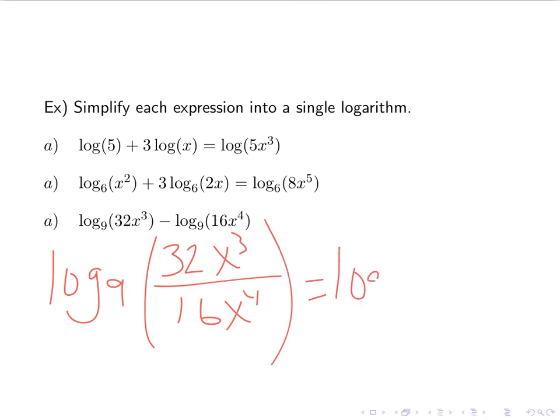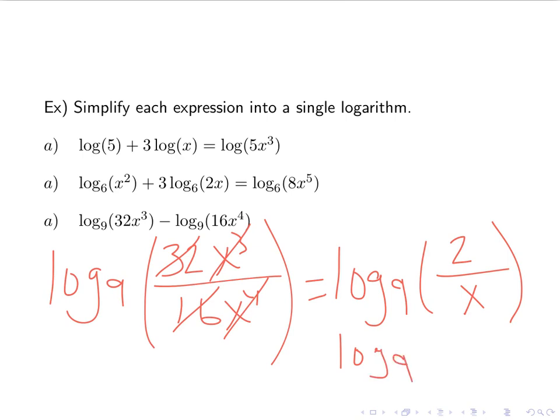Always, always make sure you simplify. 32 goes into 16 twice. X cubed divided by x to the 4th leaves me with an x in the denominator. So I have log base 9 of 2 over x. If you want, you can write this as log base 9 of 2x to the negative 1. It's the same thing, so either way works.